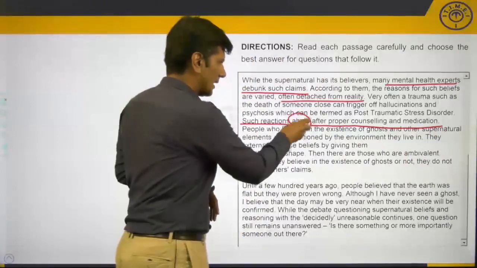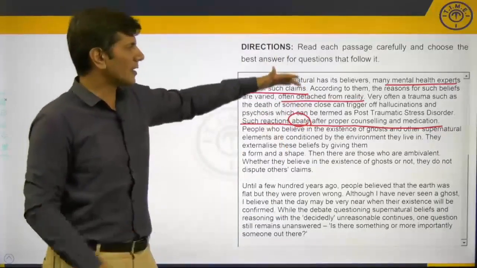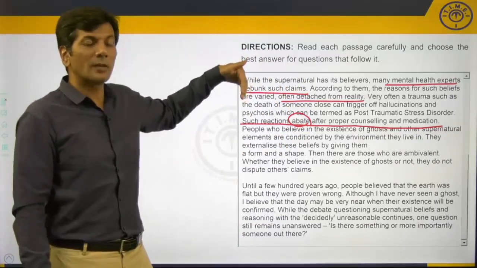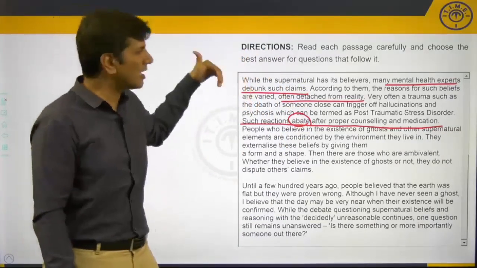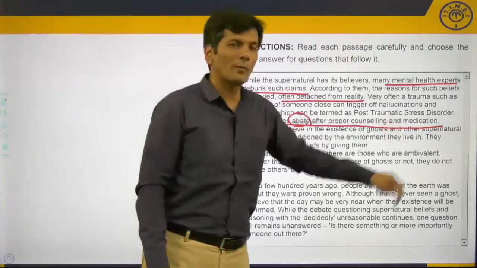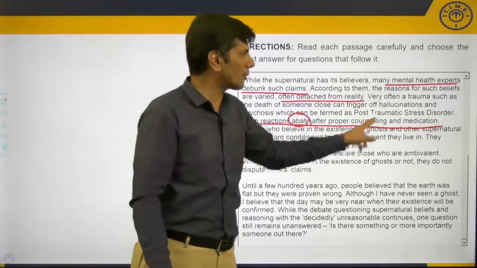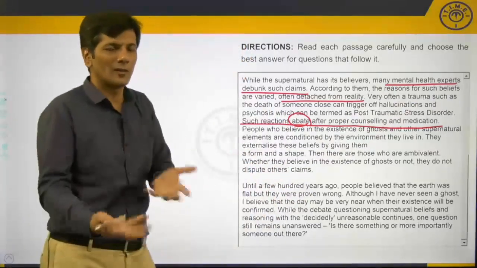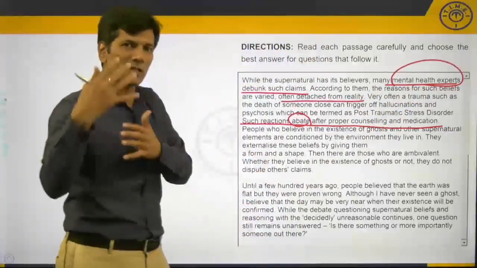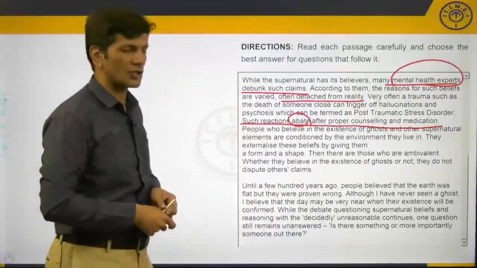In case this word is unfamiliar to us, try to make sense of it from the entire context. The context is trying to give us understanding that there could be some trigger points in people's lives that could actually lead them into believing these kinds of things, or they could actually get into some kind of a hallucination or a post-traumatic stress disorder. So such reactions blank after proper counseling and medication. What could this word mean? From the context, because we are talking about mental health experts, this term should ideally mean these reactions would reduce after proper counseling and medication.